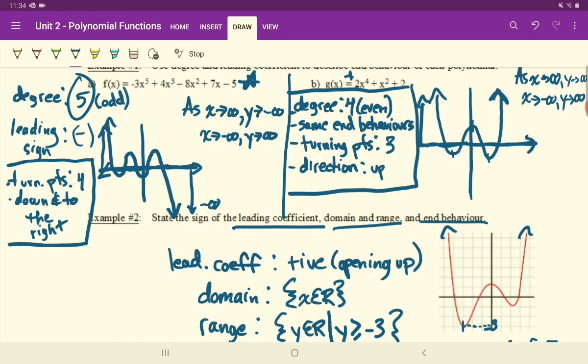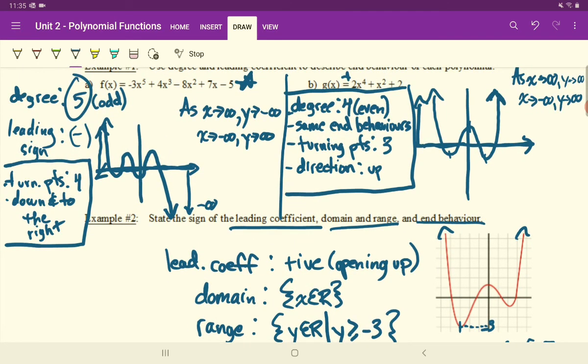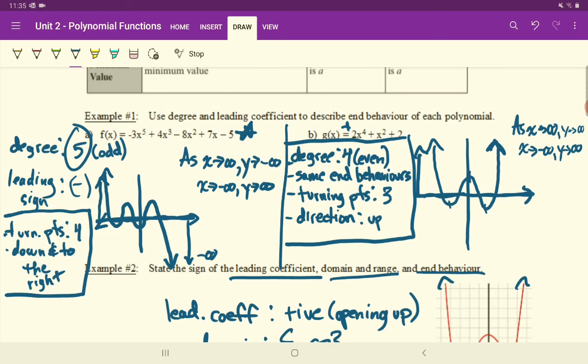So if it's an odd polynomial and it's negative, then the graph must be going down and to the right. If it's a positive odd polynomial, then it's going up and to the right. If it's an even polynomial and the leading sign is positive, the graph is opening up. Okay, if it is negative, then the graph is opening down. And that right there summarizes what you need to know for this lesson.